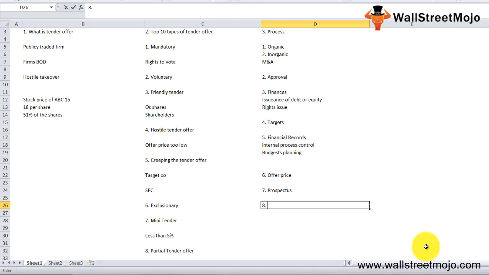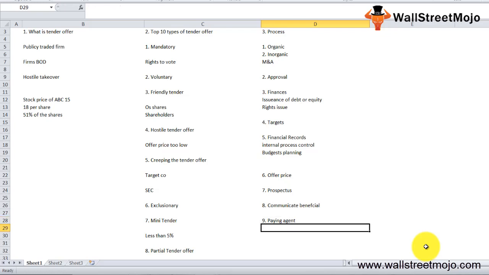Now, all the associated parties like brokers, dealers, and custodians will communicate the information to the beneficial owner. The ninth step is the paying agent. The paying agent shall collect the instructions from the shareholders and confirm the success of the offer. They should also officially publish the results. Additionally, they are also responsible for the collection of money and the tax payments.